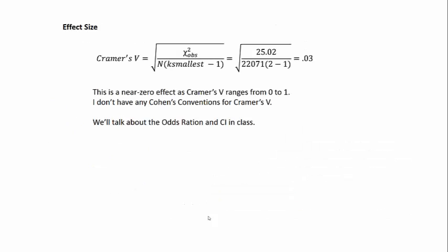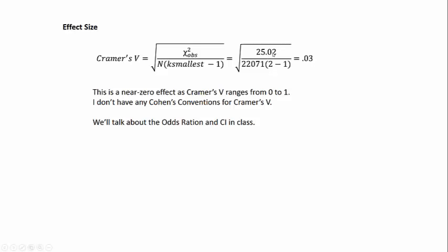Now we go to the effect size, and that's Cramer's V. So you go to your handout, you'll find the formula here: chi-square observed over n times k smallest minus 1. K smallest is the number of rows or number of columns, whichever of those is smallest. In this case, there are 2 rows and 2 columns, so it doesn't matter. So it's just 2, so 2 minus 1 here. You plug and chug through. Now chi-square is chi-square. You don't square that value again.